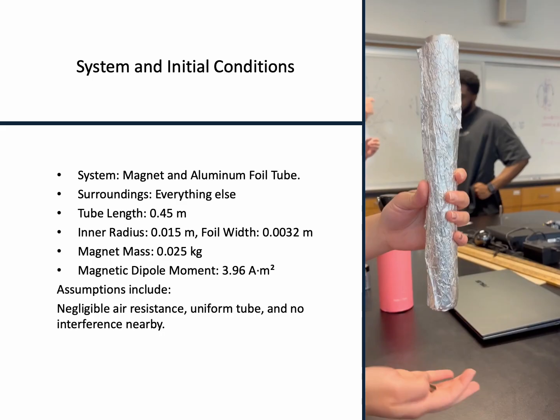There are some additional conditions that we had to measure in the lab, as you can see in the picture on the right. The system includes the magnet and the aluminum foil tube. The tube has its own properties, length and radius. The magnet has its own mass. And the dipole moment from Lab 4 that we use is 3.96 amps per meter squared. Some of the assumptions are that there is negligible air resistance, the tube is uniform, and there is no interference by devices nearby.